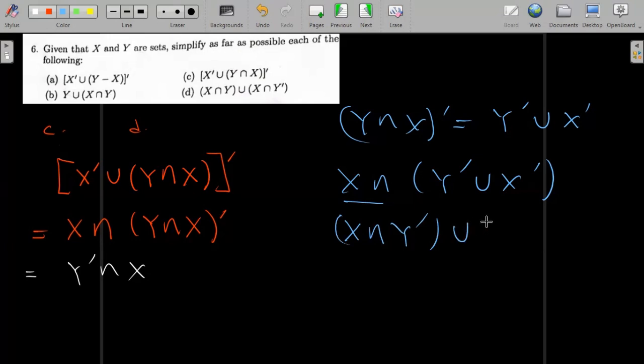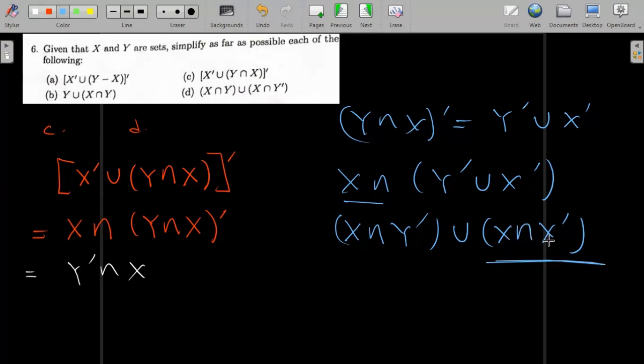Then union, this here goes to X intersect X complement. So now I have to check this here. I know this.